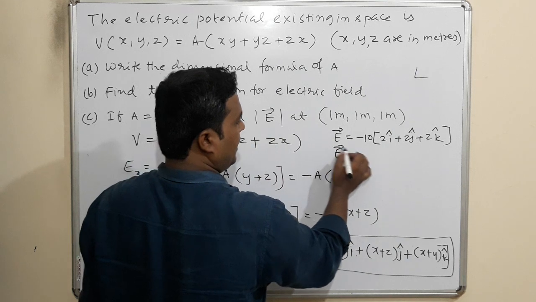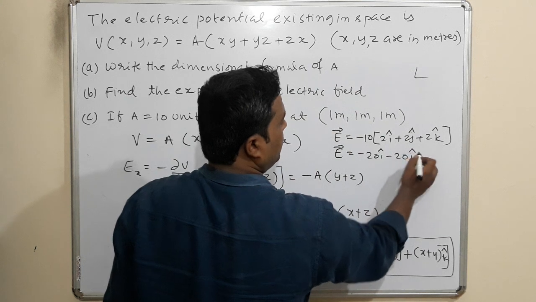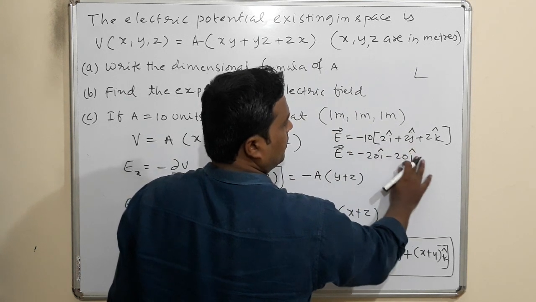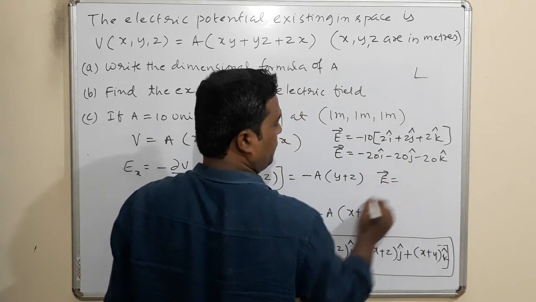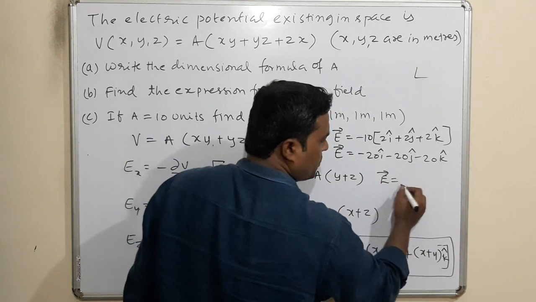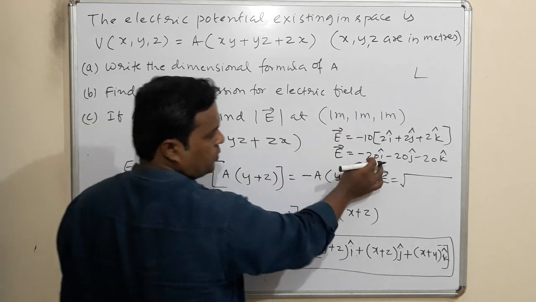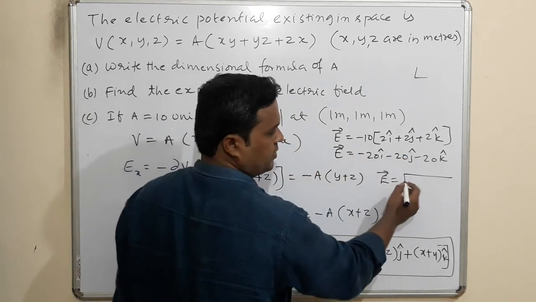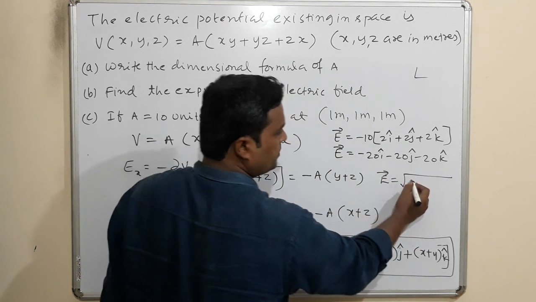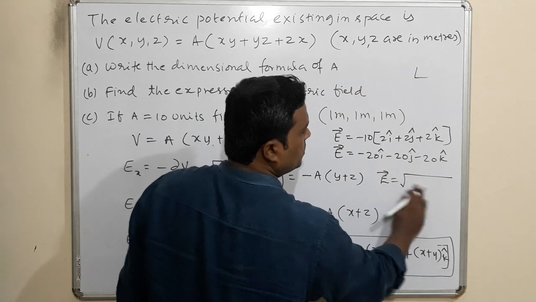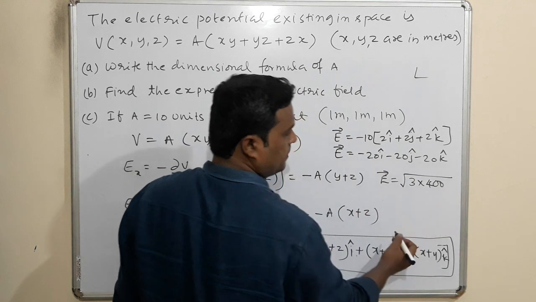Then finally I can write the electric field as minus 20i minus 20j, multiplying this 10, then minus 20k. Then the magnitude of the electric field will be equal to the root of Ex square plus Ey square plus Ez square. Minus 20 whole square will be 20 square plus 20 square plus 20 square. Then it will be 3 into 20 square. 20 square is 400.